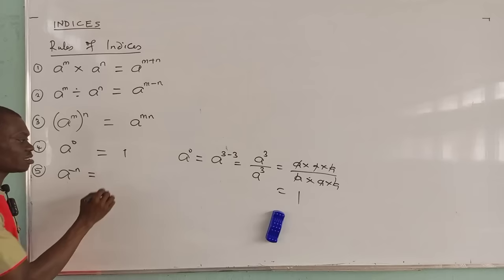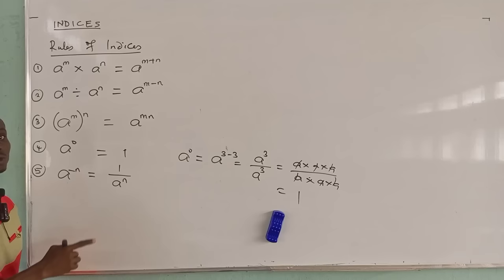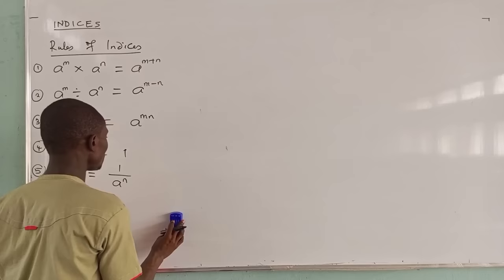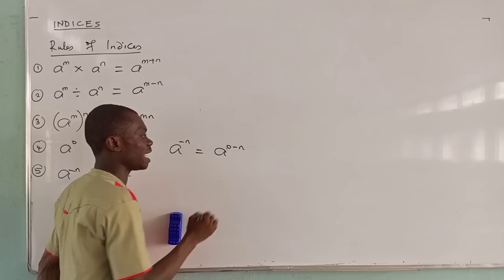So the negative power here will change to the reciprocal, and then you will return a raised to the power of the positive n instead of negative. And that you can as well see that, of course, a raised to power, let me use negative n as an example. This thing is the same thing as a raised to power 0 minus n. If I do this subtraction, I get back my a raised to power minus n.